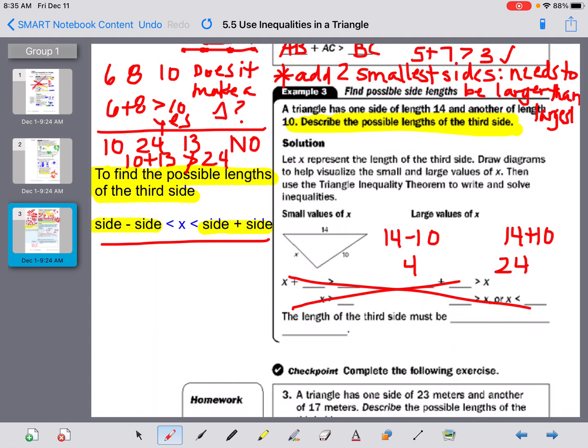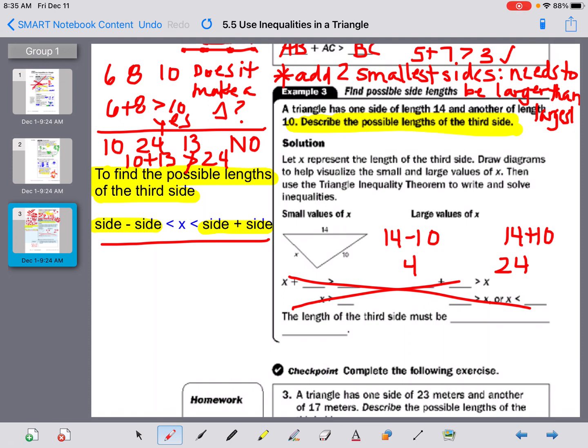Now, if I had sides of 14 and 10, those would be my two smallest. I add them and I get 24. Is that going to be larger than 24? No. So here's the deal. I can't have an answer of 4 and I can't have an answer of 24. But what if I had an answer of 4.1? 4.1 plus 10 is 14.1. Is that bigger than 14?